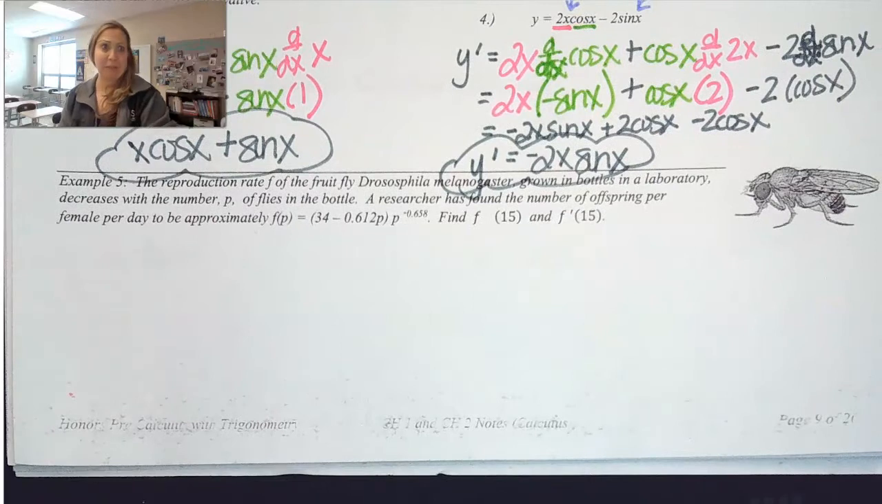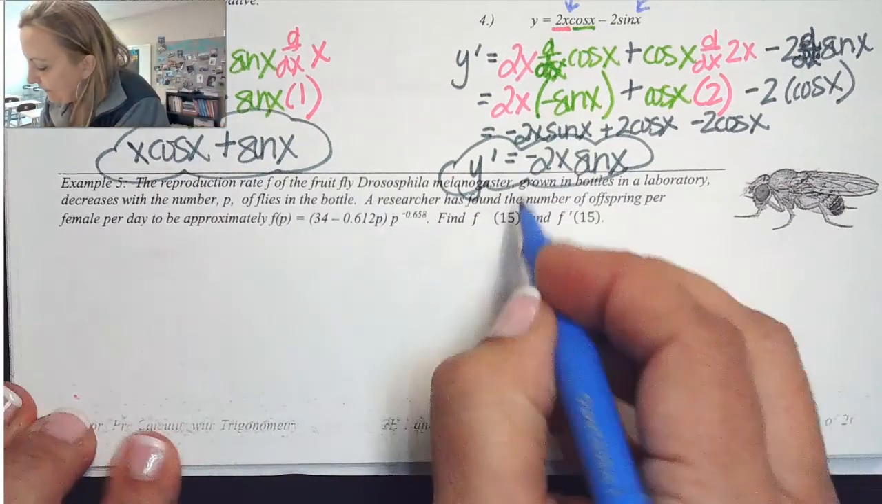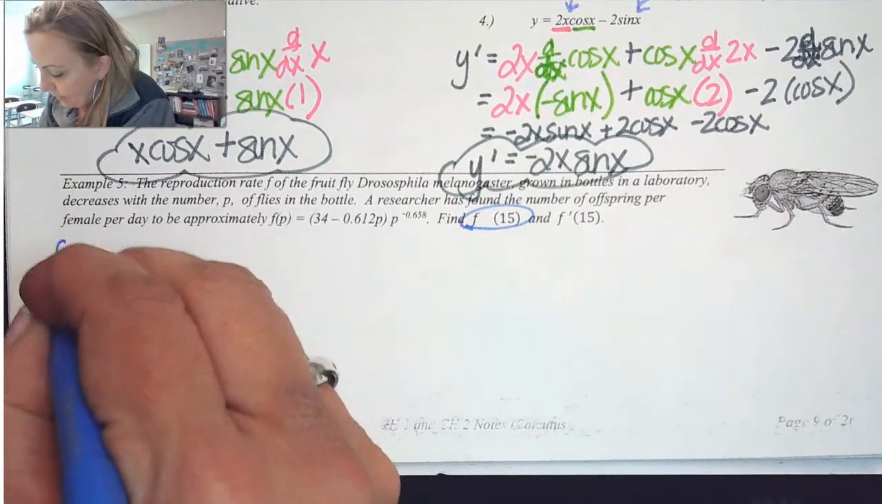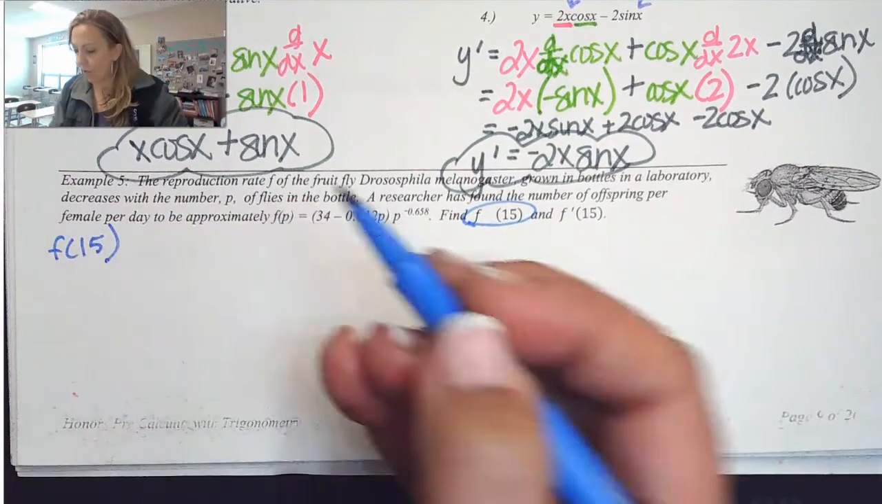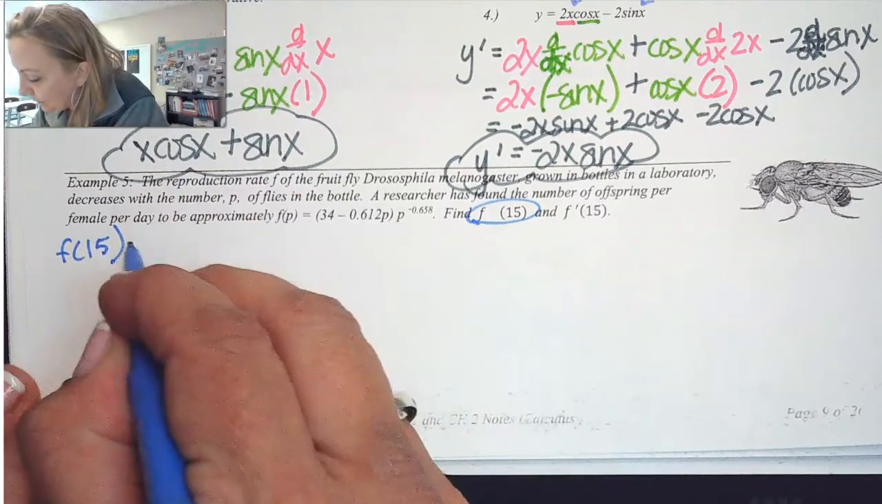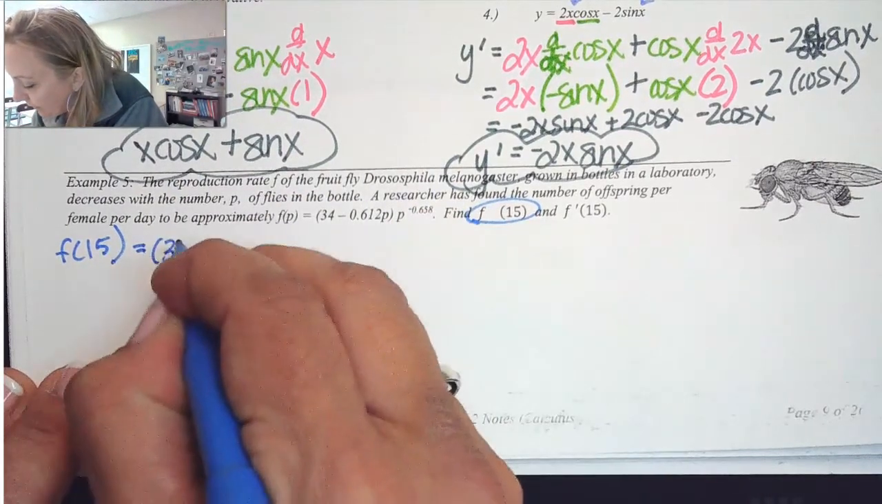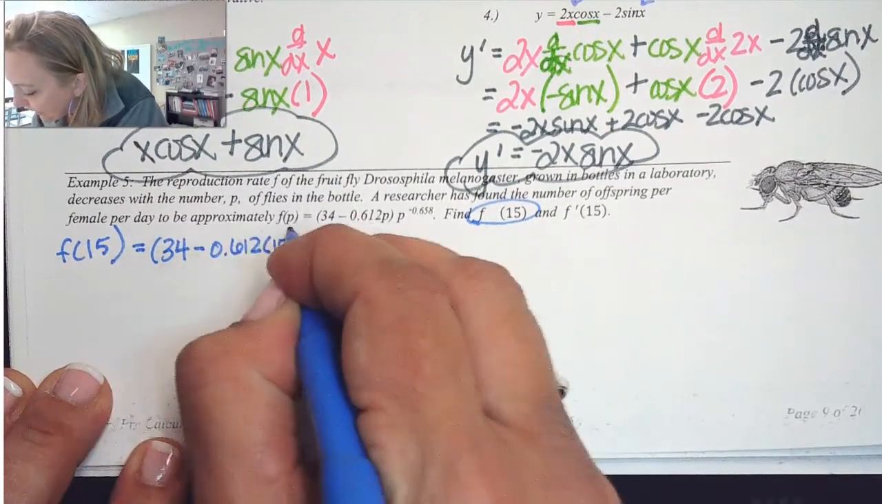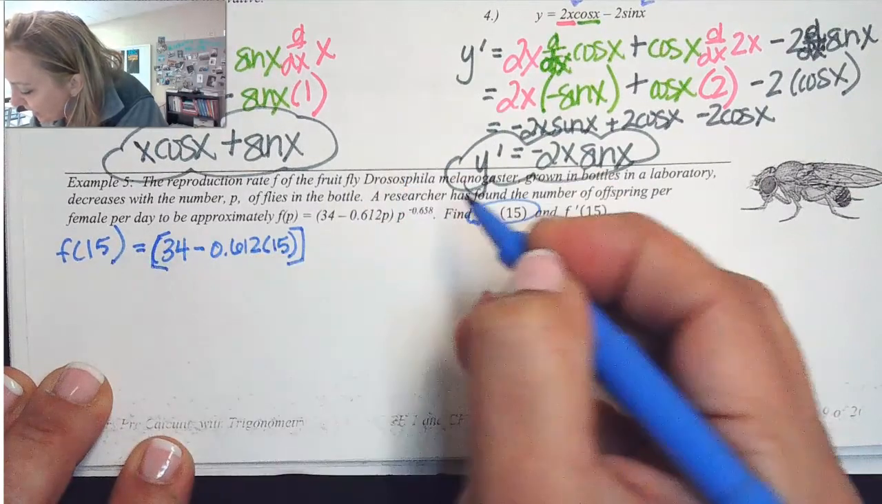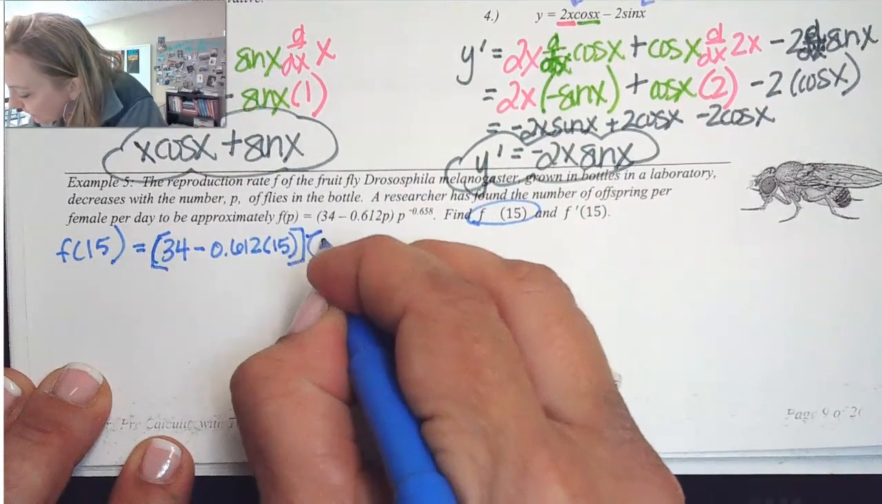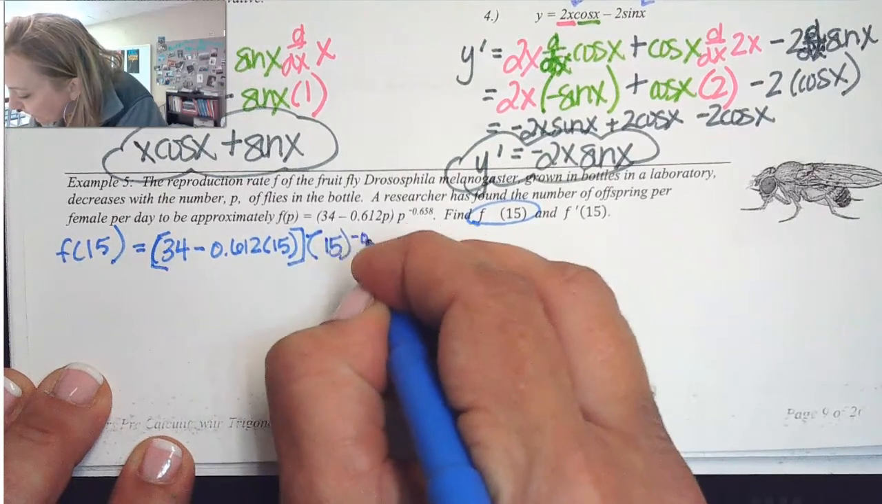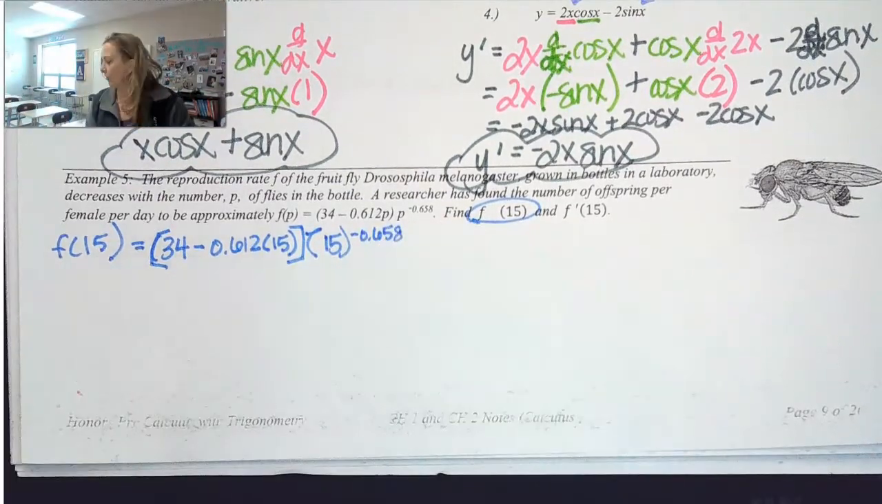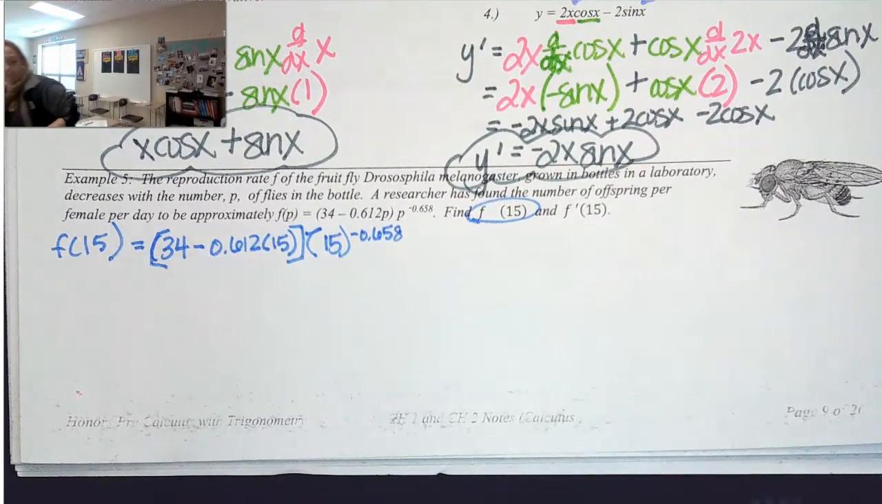Well, f of 15 sounds pretty easy, right? Let's start there. I'll use blue. So let's find f of 15. So we know that to find f of 15, all we need to do is plug 15 in for p, essentially. So we have 34 minus 0.612 times 15, and then times 15 to the negative 0.658. And we can just punch that in our calculator.